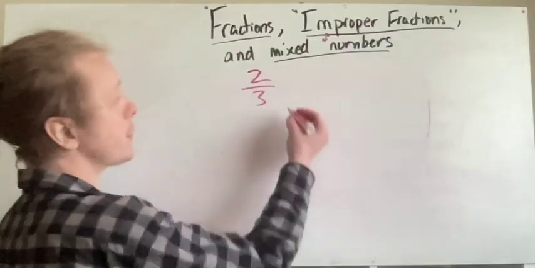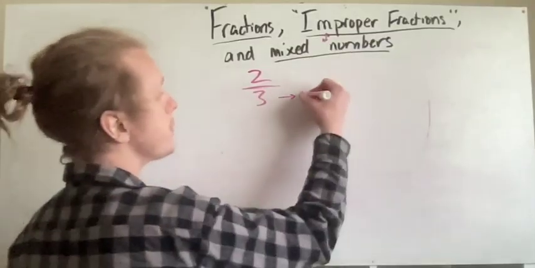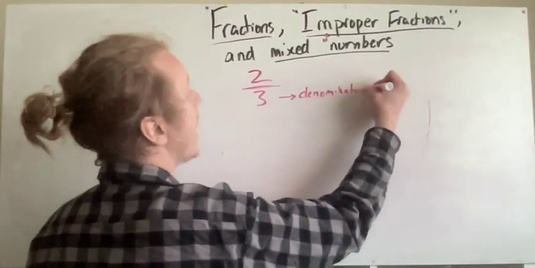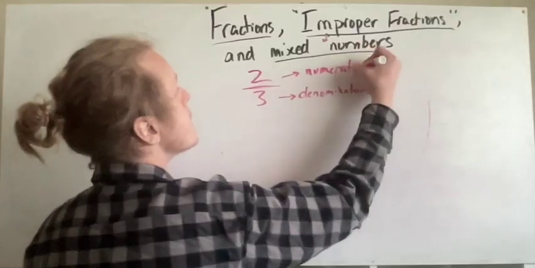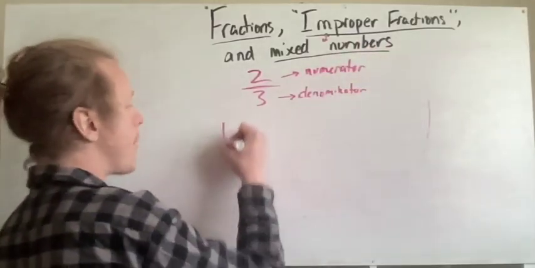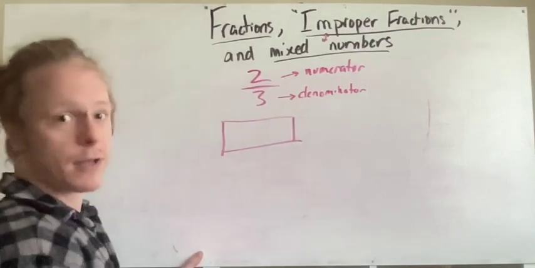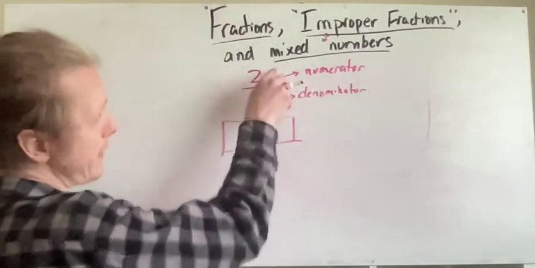Okay, let's talk about a little terminology. The number on the bottom of a fraction, we call the denominator. And the number on the top, we call the numerator. Let's take a look at how I could represent this value, this fraction of 2/3. That'll help us to understand the significance of the denominator and the numerator.